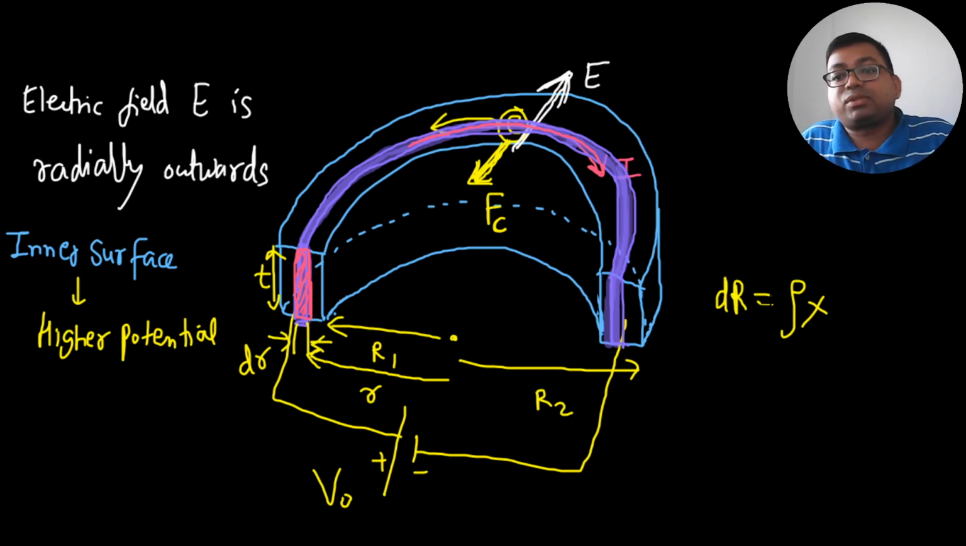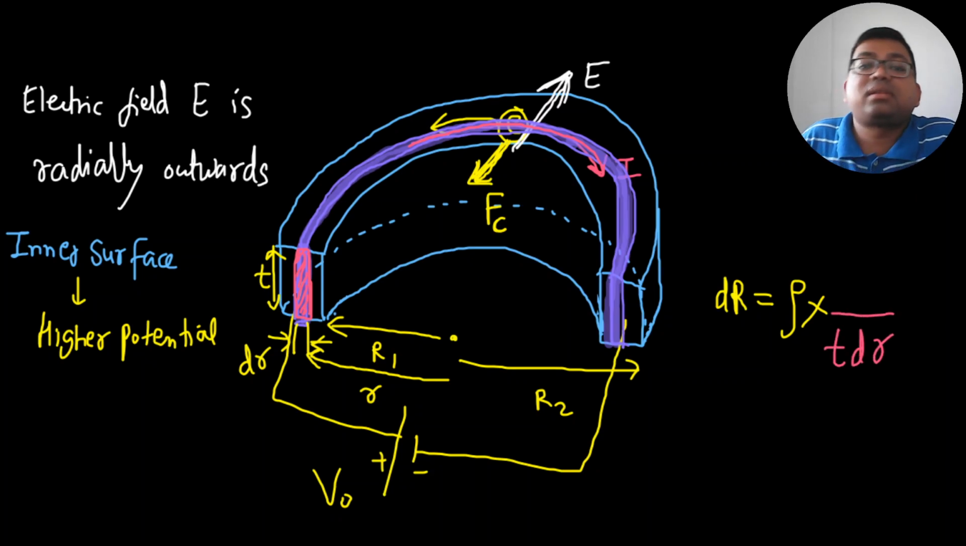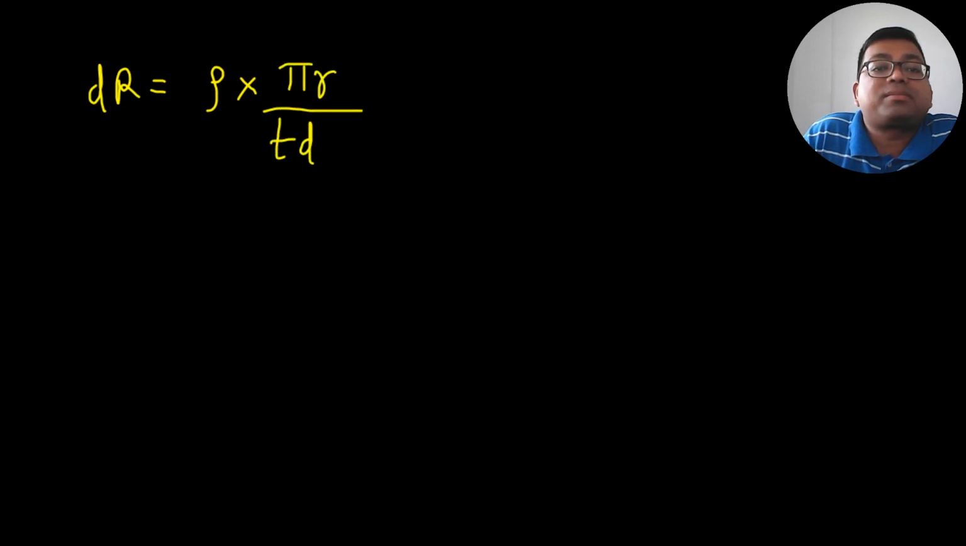Resistance is resistivity into length, length first, and then area. Area is, as we have told, t into dr. And what will be the length of this? Length will be pi into r. Then we need to integrate this and solve. Now let us write that. So dR, the resistance, is resistivity into pi r by t dr.